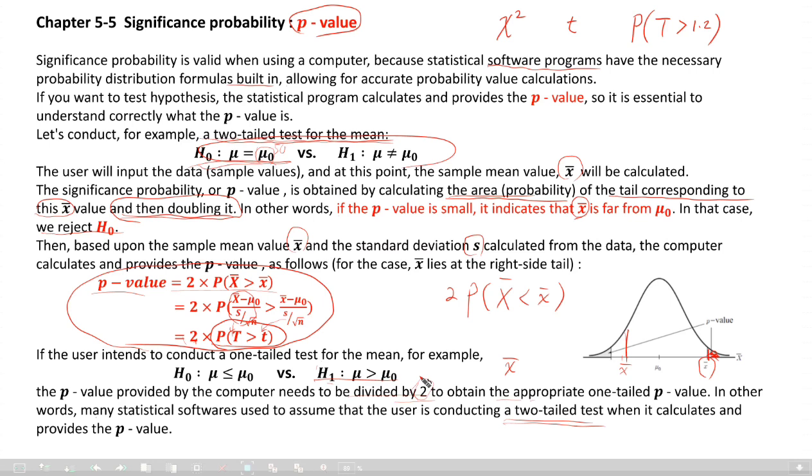Okay, that's it for today. Anyway, I'm going to explain later how to use the p-value. It is also an important thing.